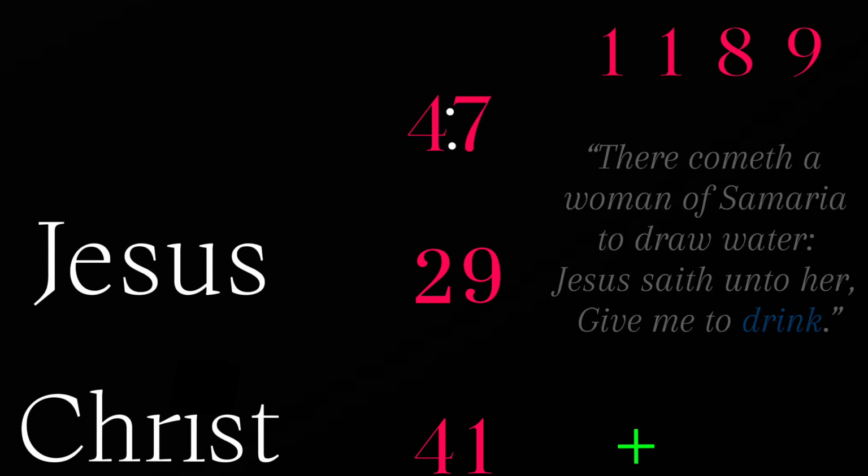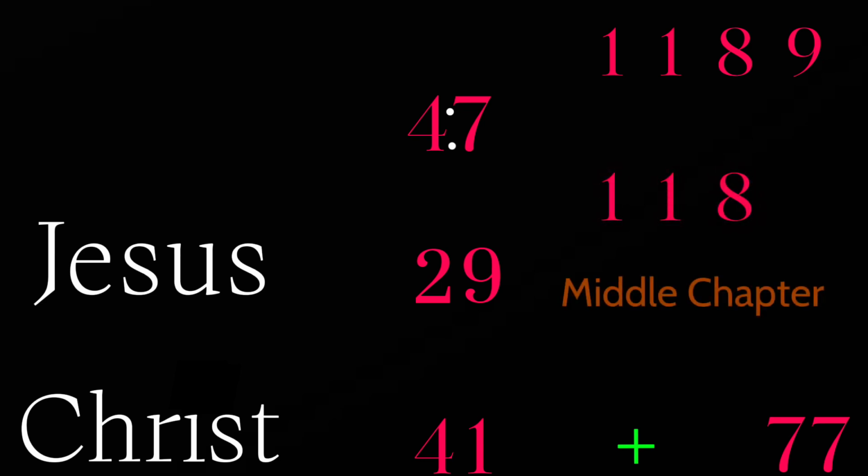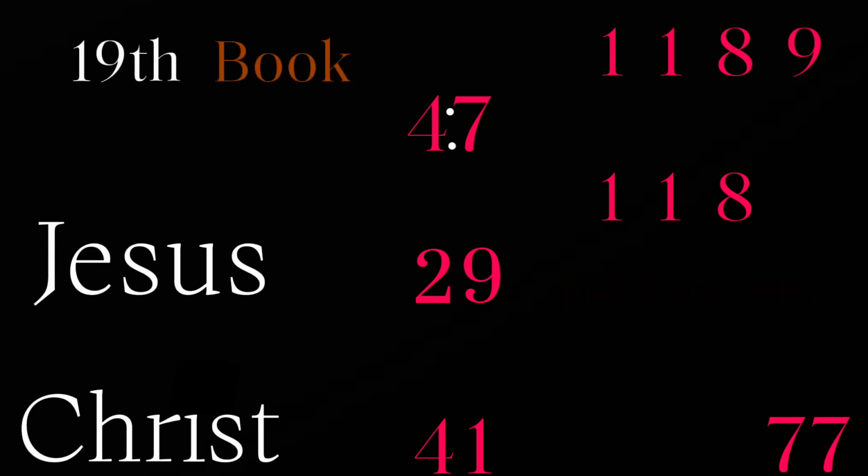Now, let's add the numbers from Christ together. 41 plus 77 is 118. That's the middle chapter of the King James Bible, Psalm 118. The book of Psalms is the 19th book of the Bible. 4 plus 1 plus 7 and 7 equals 19.